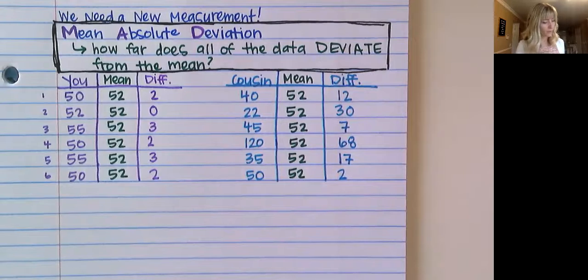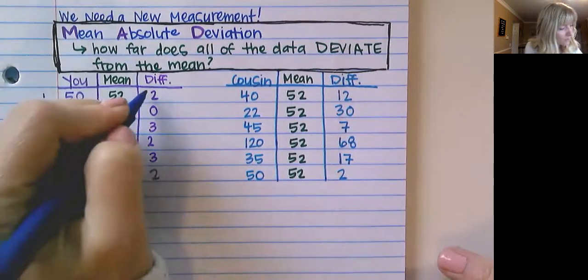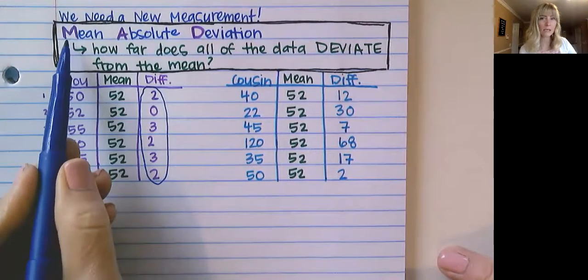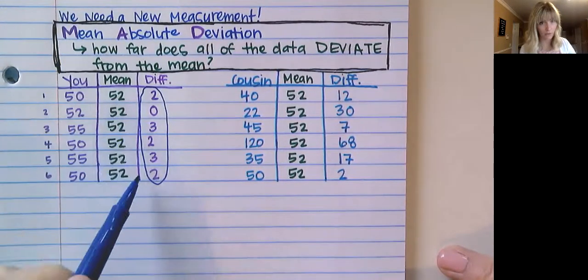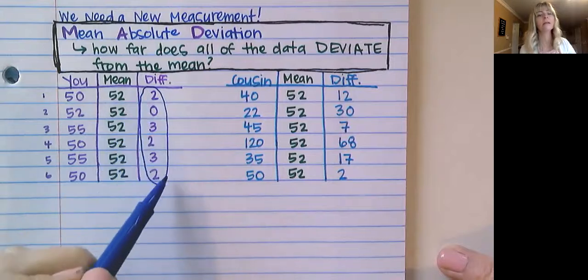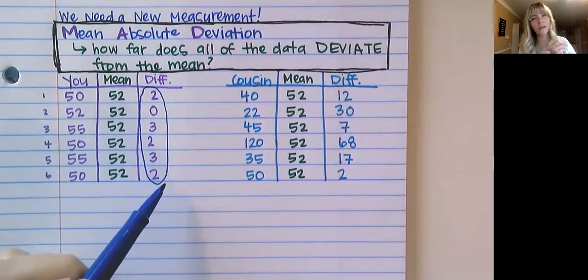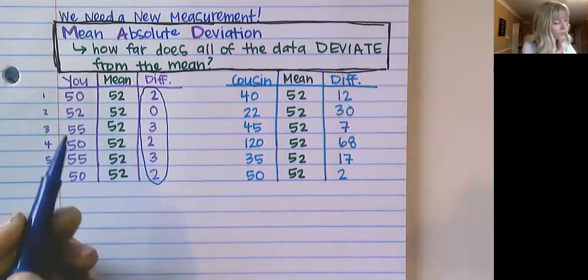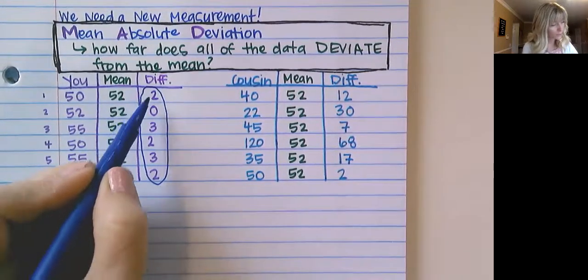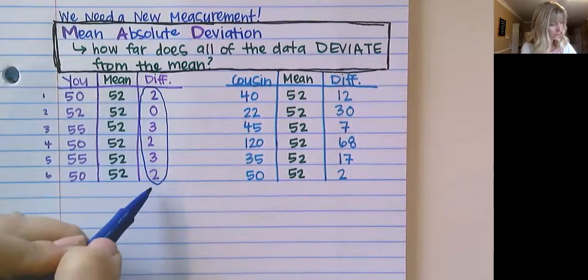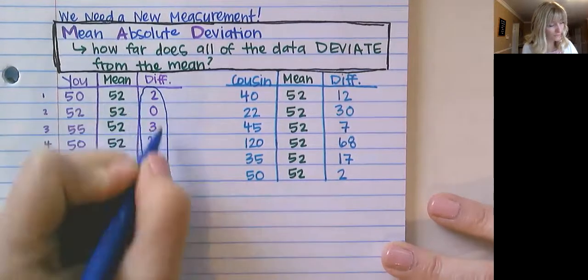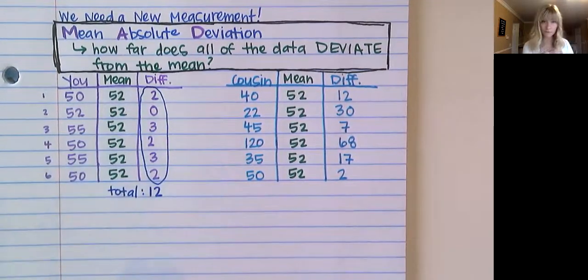One more thing we have to do to calculate the MAD is add up all of these numbers. That's why the word mean is still in this: we use the mean and find the difference, and then we calculate the mean again, but now we're calculating the mean of the deviations, of the differences. So I just add up these numbers: 2 plus 3 plus 2 plus 3 plus 2. You can add them up and verify, but the total of the differences is 12.